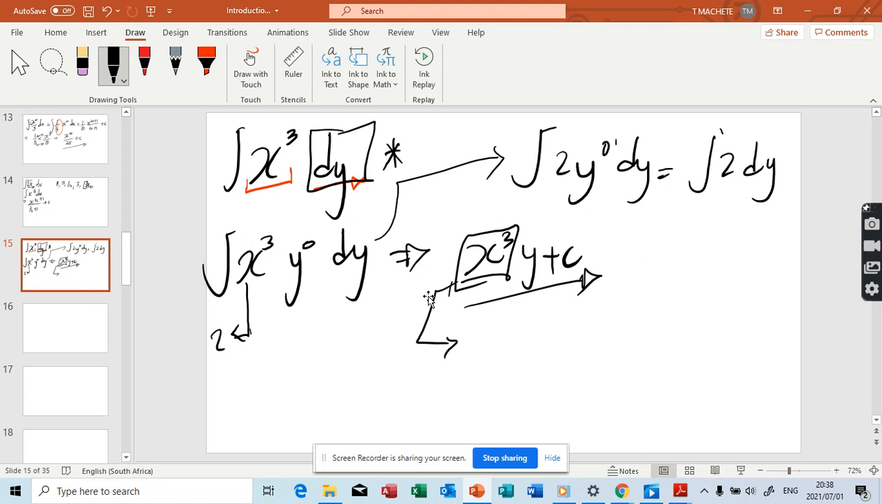Does anyone have a question before we wrap up the session? I think we've covered a lot of things, guys. You can start practicing. At least now you have a clue of how to integrate. That's the main aim. Now you know how to integrate.